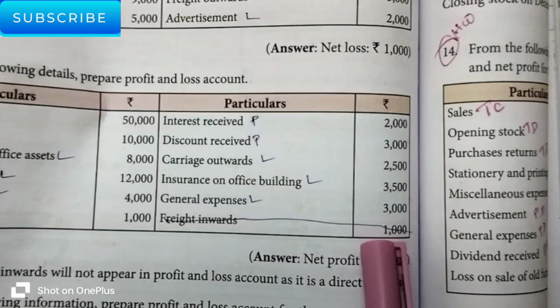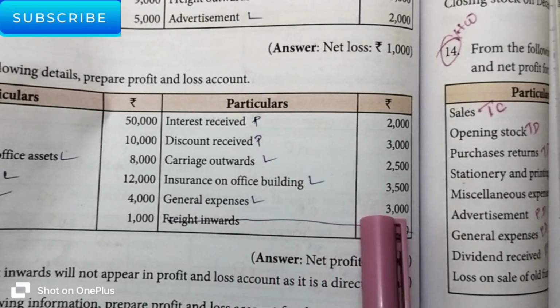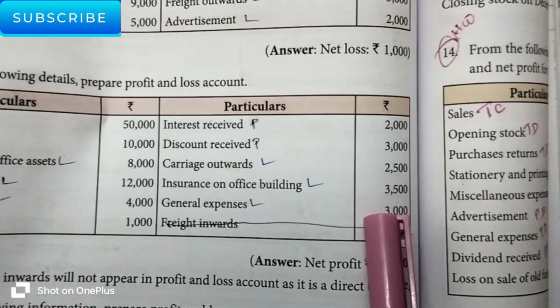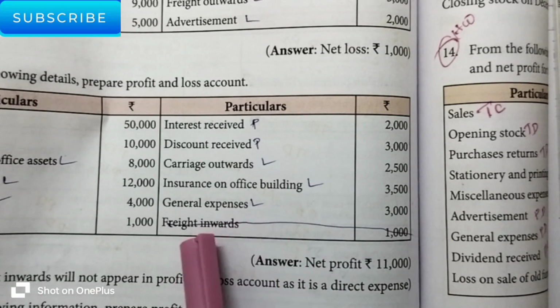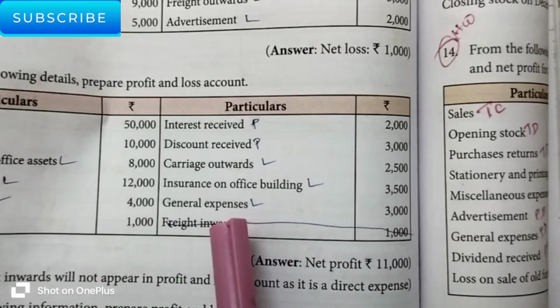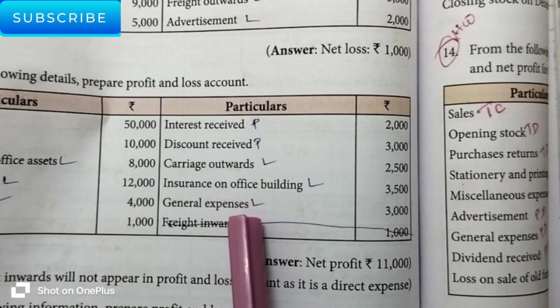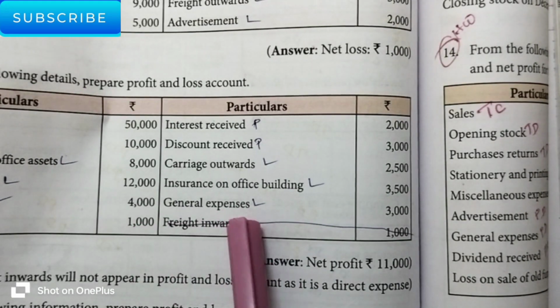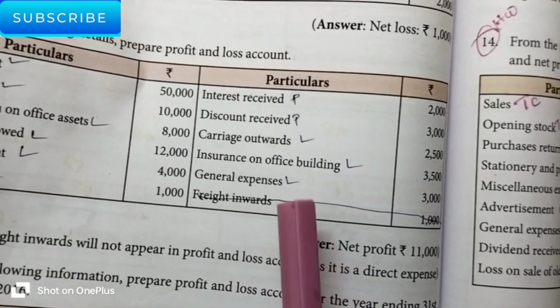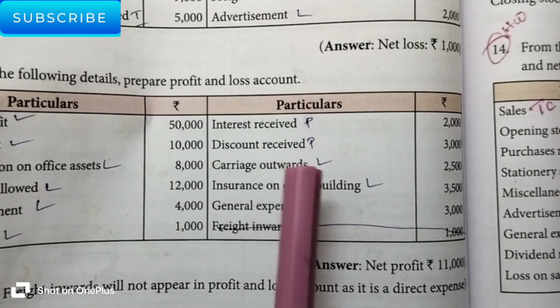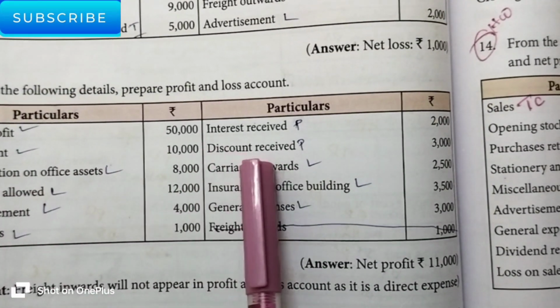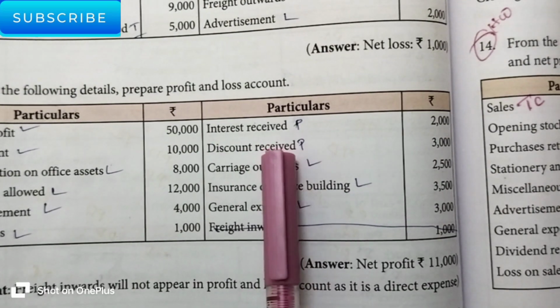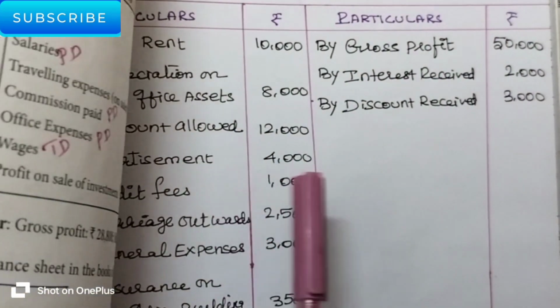Finally, freight inward 1,000 rupees. Freight inward will not appear in the profit and loss account because it's a direct expense. Inward means direct expenses. It goes to the trading account. So we have to reject it. We have to strike it out. So apart from the freight inward, all other expenses and all other indirect incomes we enter on the profit and loss account.